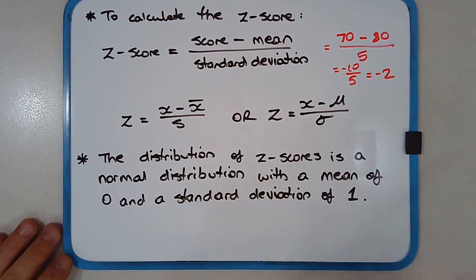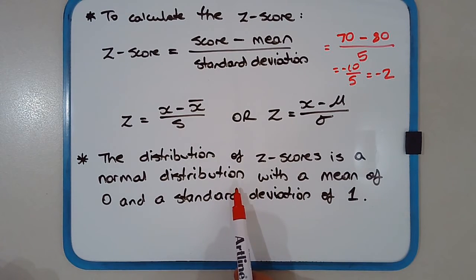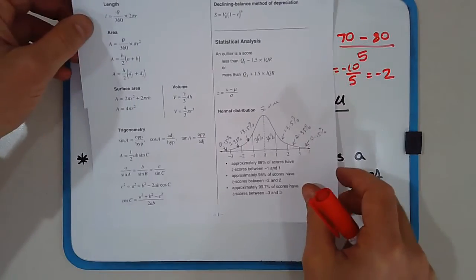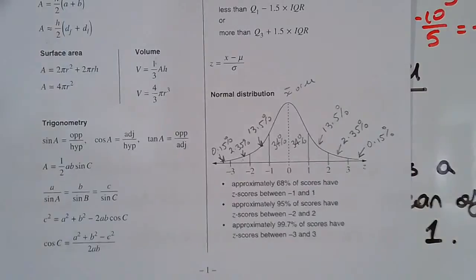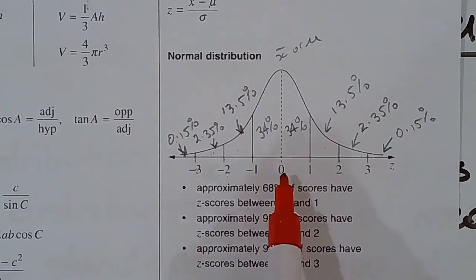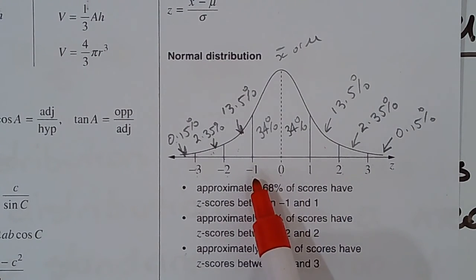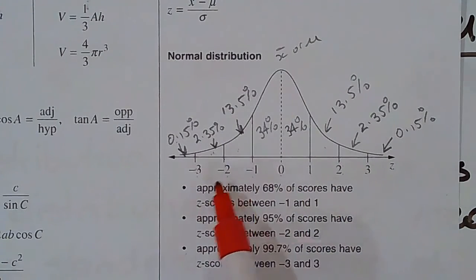Now, one other point is that the distribution of Z-scores is itself a normal distribution. It has a mean of 0 and a standard deviation of 1. I'll just refer back to the reference sheet again. And we can see that here as well. The mean is in the center, and in this case the mean is 0. So this is for Z-scores, when you work out the Z-scores, and the standard deviation is 1. So there's 1 standard deviation above the mean, -1 standard deviation below the mean, -2 standard deviations, -3, and so on.